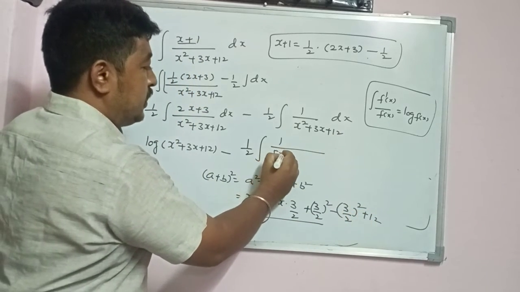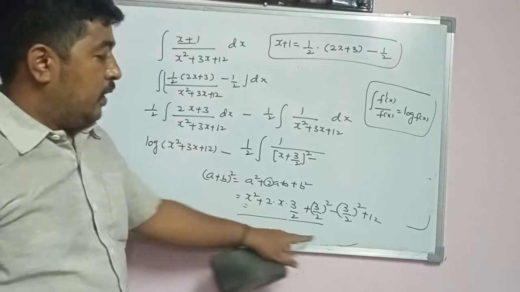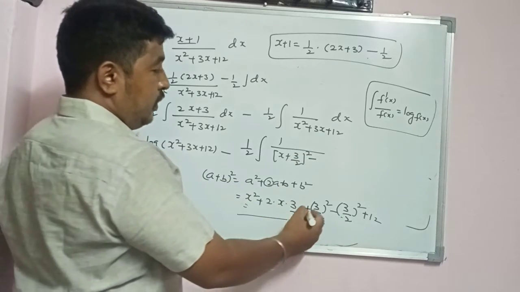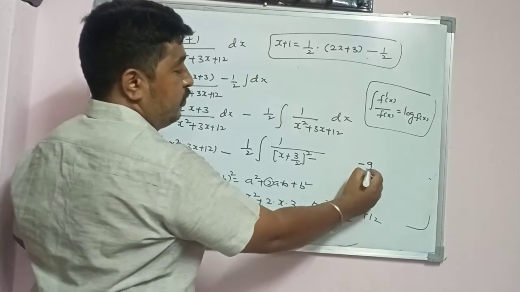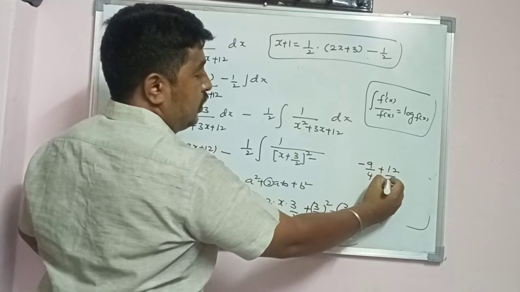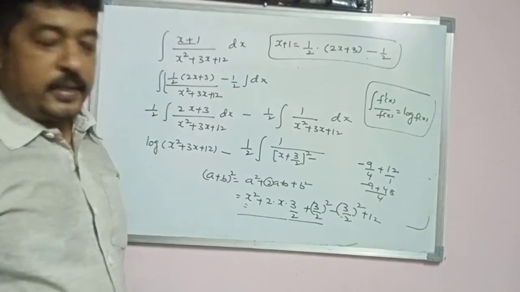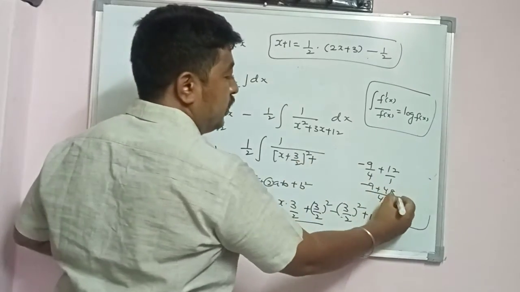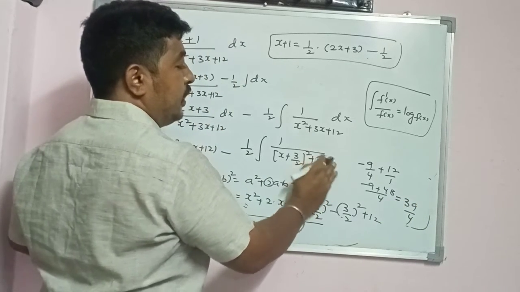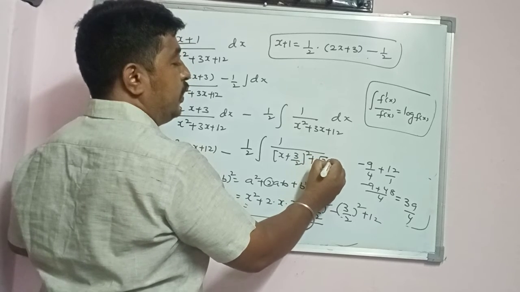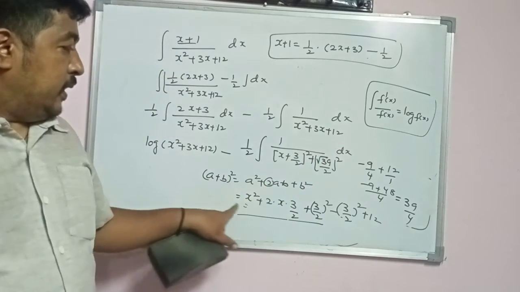It is nothing but (a + b)². What is (a + b)²? (x + 3/2)² minus, I want to simplify this one, 3² over 2², that is 9/4, plus 12. 4 is the LCM: minus 9 plus 12 times 4 is 48, so 48 minus 9 is 39, so it is 39/4. So it is (√39 / 2)². So the integral is 1 over (x + 3/2)² + (√39/2)² dx. See, it is (a + b)².